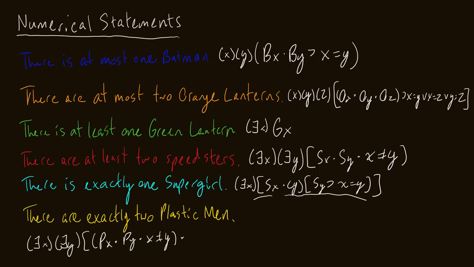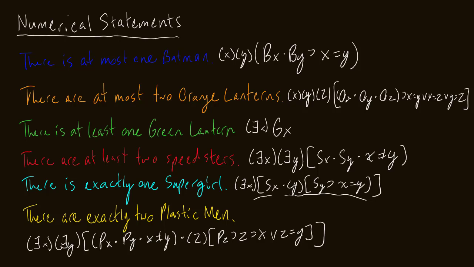So I introduce another variable and I say, hey, if this variable is a plastic man, then it's got to be equal to X or Y. So I'm going to say for all Z, if Z is a plastic man, then it must be the case that Z is X or Z is Y. And then I just close up all my parentheses, and there we go. It's a long, complicated way to say there are exactly two of something, and as you can imagine, it gets even worse when you say there are exactly three.